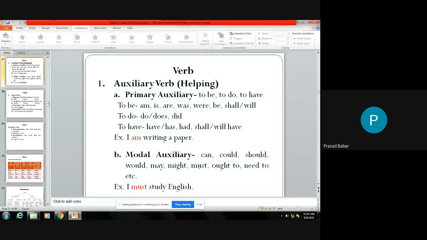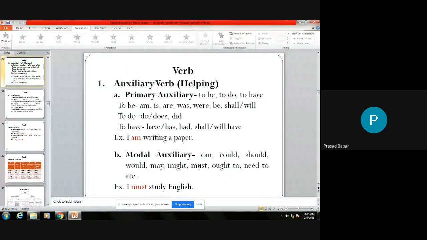So is it understood? समजलं का हे? प्रायमरी ऑक्झिलरीज टू बी टाईपचे असतात, टू डू टाईपचे असतात आणि टू हॅव, एवढे तीन टाईप असतात ऑक्झिलरी व्हर्ब, प्रायमरी ऑक्झिलरी व्हर्बचे. टू बी फॉर्मचे, टू बीची रूपं कुठली कुठली? तर ॲम इज आर, वॉज वेअर, शॅल विल. Be is also very important form of to be. Okay, and to do चे do, does, and did. To have चे have, has, had, shall have, or will have.